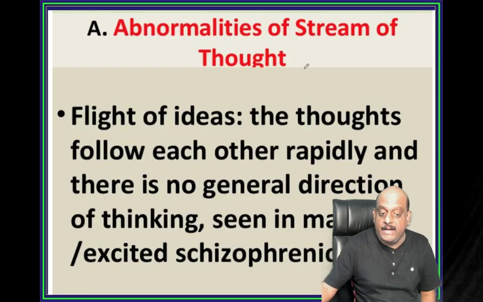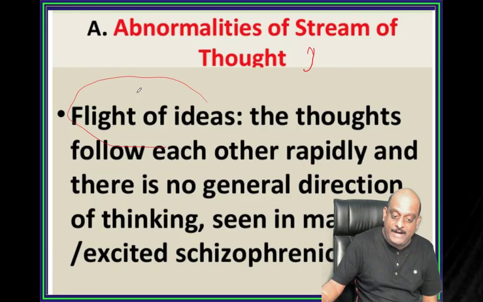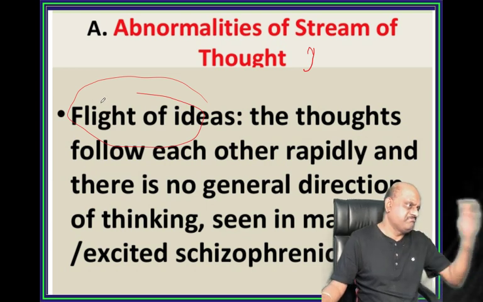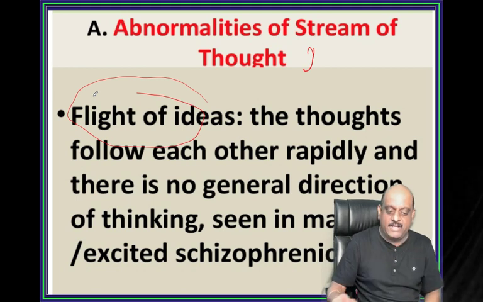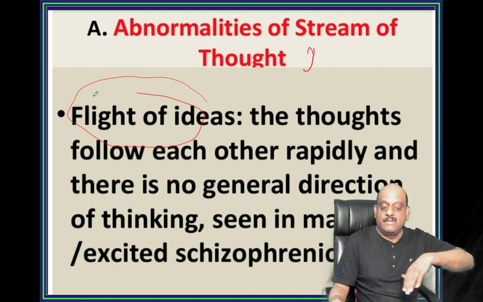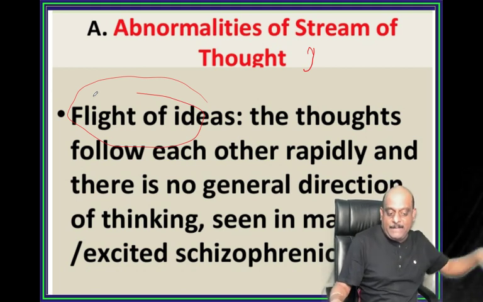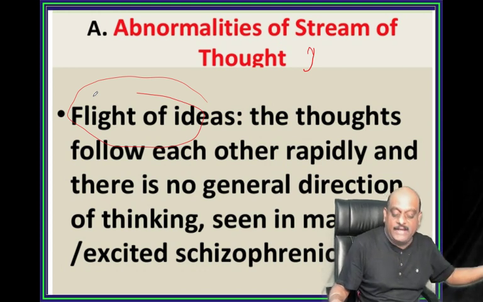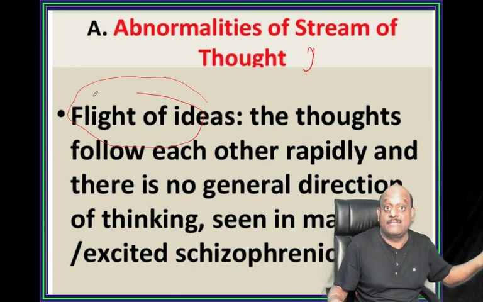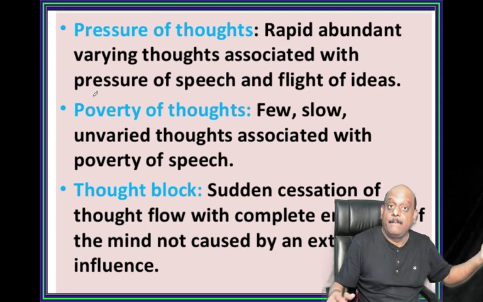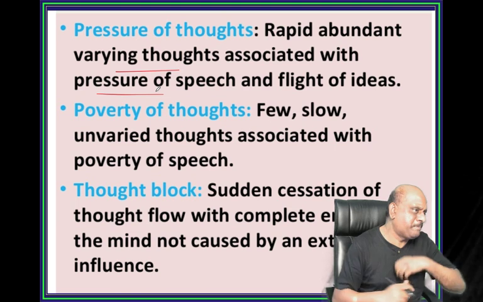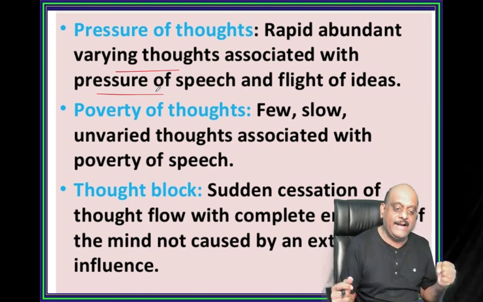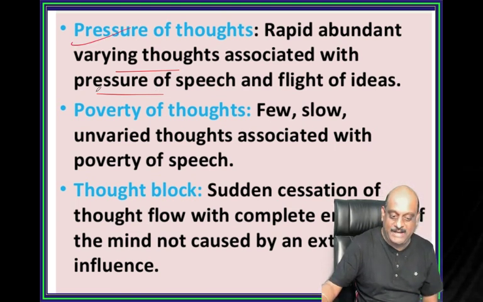Then abnormalities of stream of thought, flight of ideas. Like our FMG paper discussion, samjho. The thoughts follow each other rapidly and there is no general direction of thinking. It is found in mania. Pressure of thoughts: rapid, abundant, varying thoughts associated with pressure of speech and flight of ideas. That's what you see in mania.